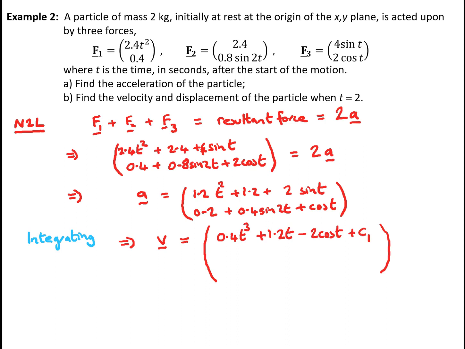Integrating the y component of the acceleration, we're going to get 0.2 t minus 0.2 cos 2t plus sine t plus a constant.